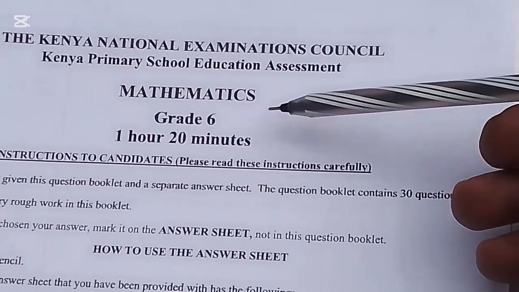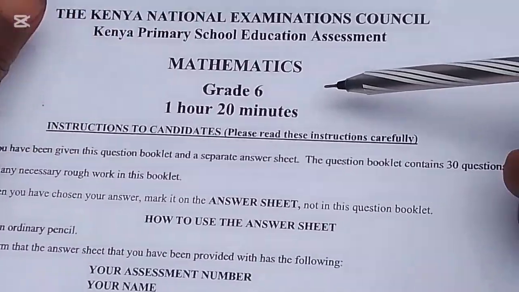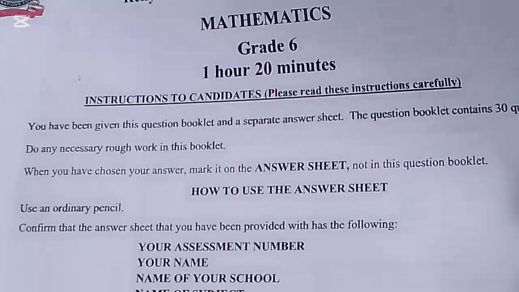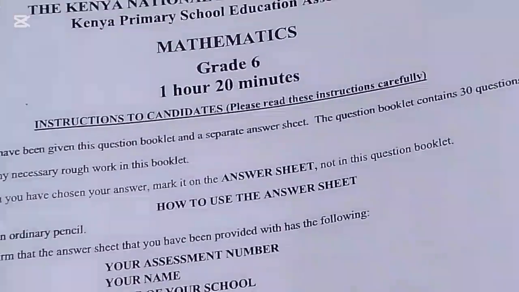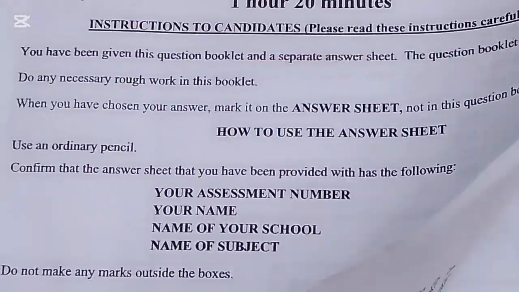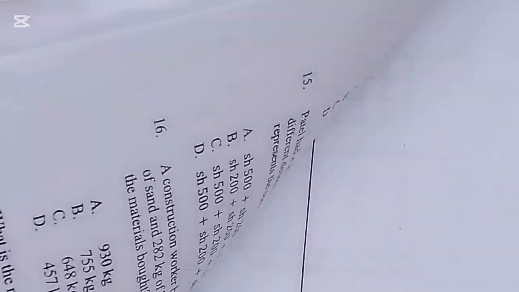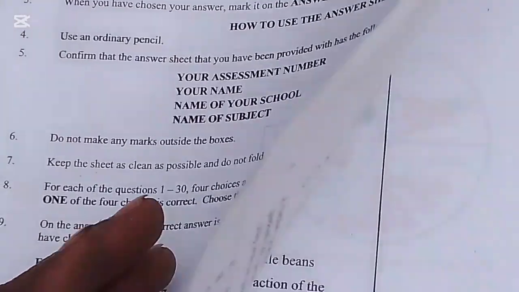KPSEA. The paper contains 30 questions, where you are supposed to tackle those 30 questions in 1 hour and 20 minutes. You're supposed to go through all the pages and see whether they are all printed and whether the questions are following each other in a sequence. Then you go to question number 1.